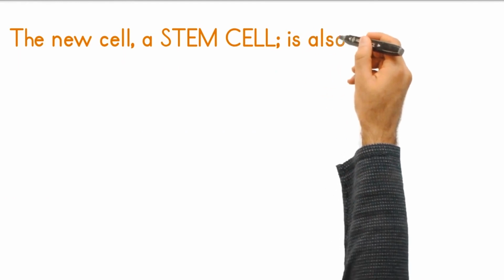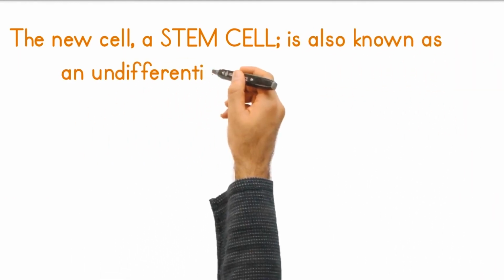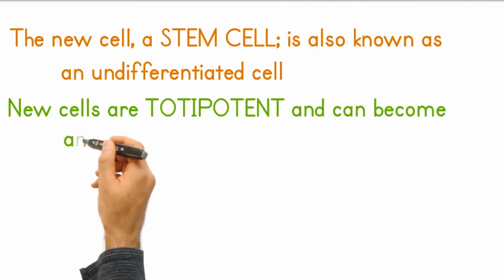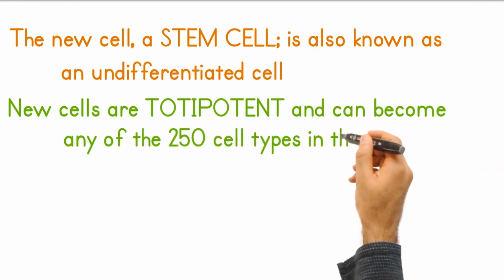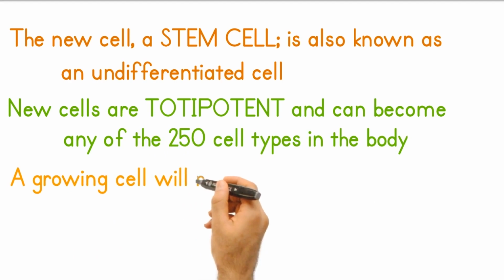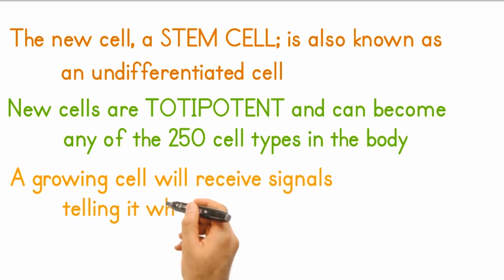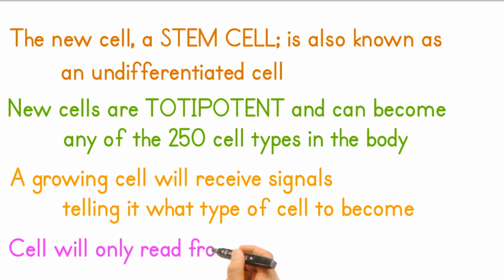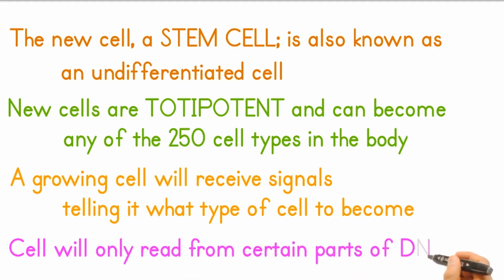The new cell, a stem cell, is also known as an undifferentiated cell. New cells are totipotent and can become any of the 250 cell types in the body. A growing cell will receive signals telling it what type of cell to become. These cells will then only read information from certain parts of the DNA.